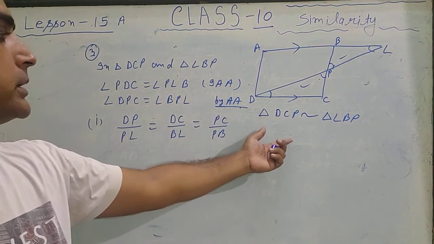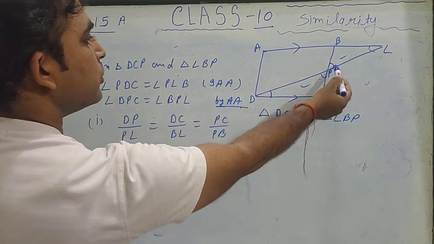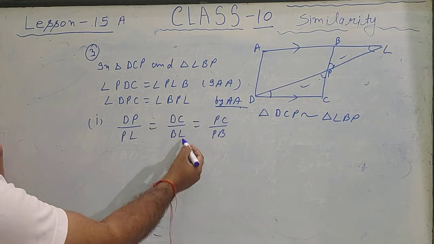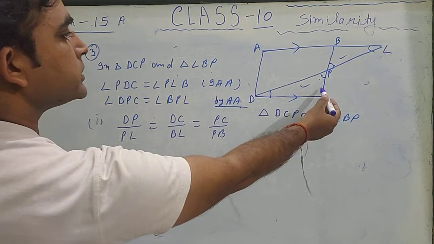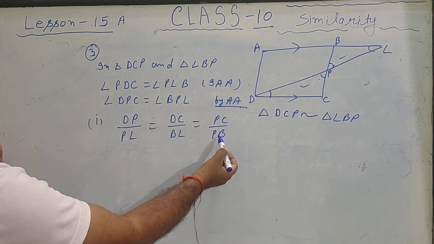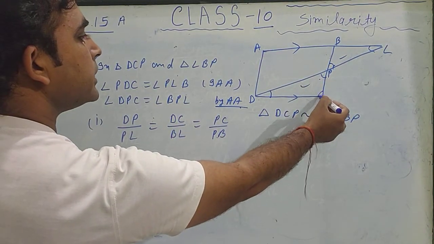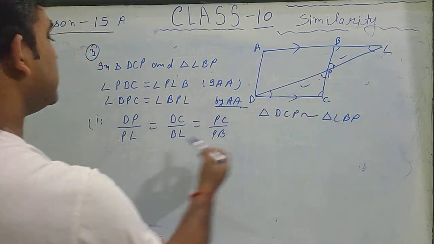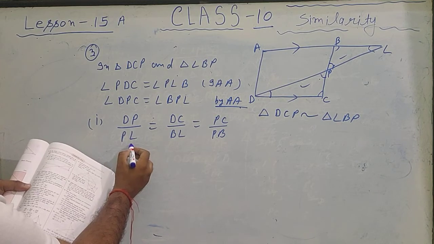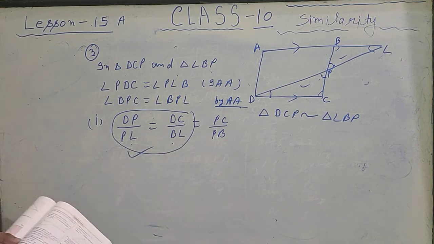Now if triangles are similar, then we can find the ratio. Both angles are equal, means opposite of this is DC and opposite of this is BL. So DC upon BL equals opposite of this PC and opposite of this PB. Okay, so this is PC upon PB. Now the third is DP upon PL. This angle is equal to this angle, so DP upon PL. Now you have to prove that DP upon PL equals DC upon BL, and this is your first part answer.